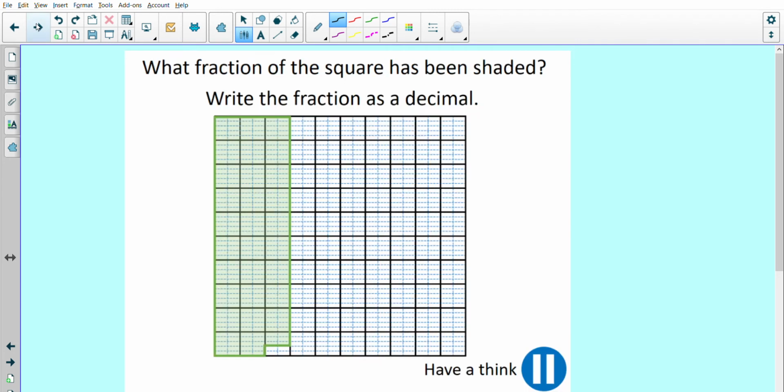0.41. Right, what fraction of the square has been shaded? Write the fraction as a decimal. So firstly count it up, see if you can write that out yourself, and pause when you're ready to hear the solution.